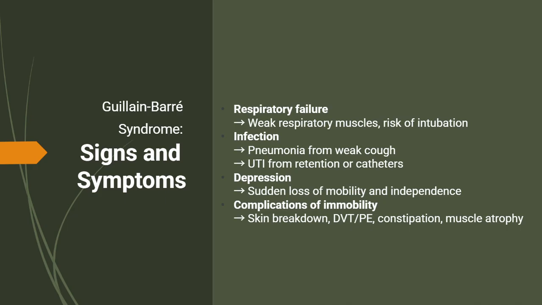Maintaining strict infection control practices, turning the patient frequently, suctioning as needed, and providing good hydration and nutrition all help reduce infection risk. Depression is also common. GBS symptoms appear suddenly, and patients can quickly lose mobility, speech, or the ability to breathe independently. This emotional shock can greatly affect coping. Provide reassurance, encourage communication with family, and collaborate with the interdisciplinary team to support mental health. The slide also highlights complications of immobility.